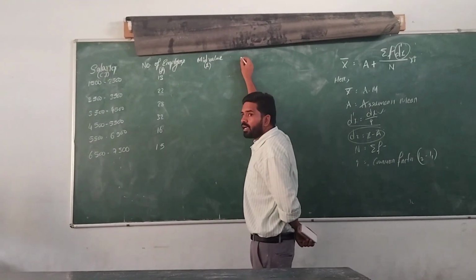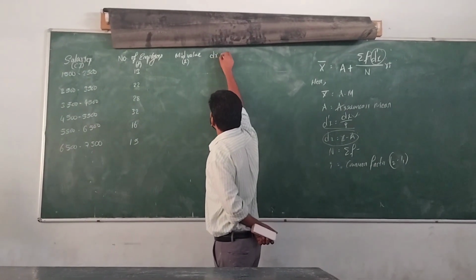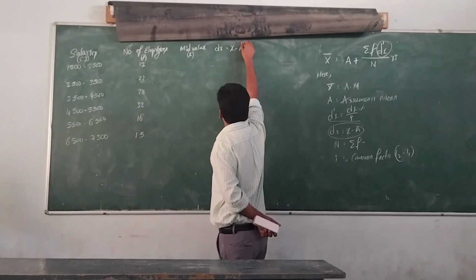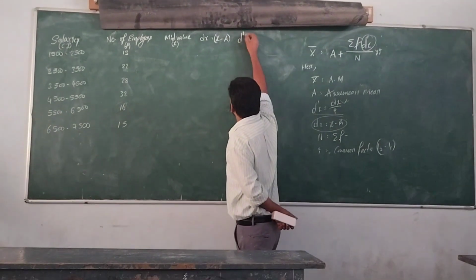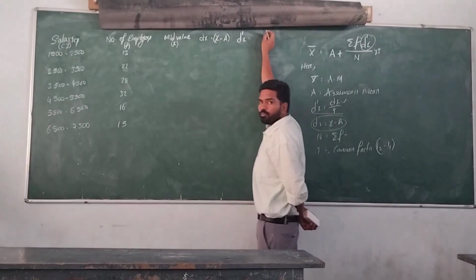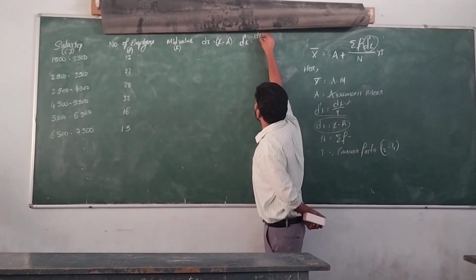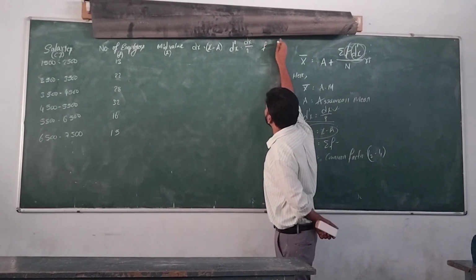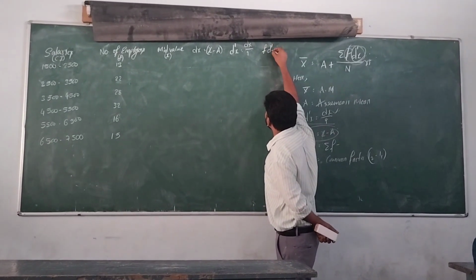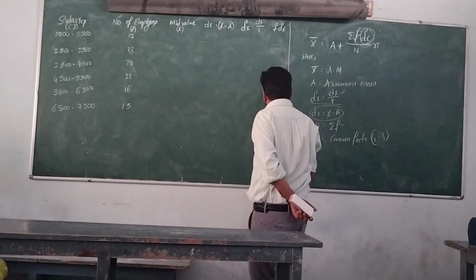Next, we have to find the deviation. The deviation formula is x minus the assumed mean. Then we have to find the step deviation. The step deviation formula is the deviation divided by the common factor, that is dx divided by i. The last column is the frequency multiplied with the step deviation.